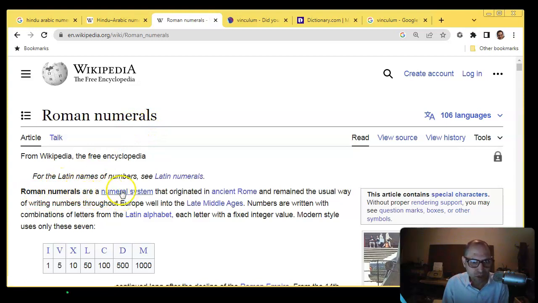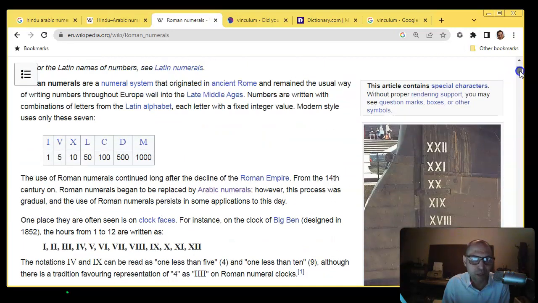So Roman numerals are a numeral system that originated in ancient Rome and remained the usual way of writing numbers throughout Europe well into the late Middle Ages. Numbers are written with combinations of letters from the Latin alphabet, meaning that the numerals are the letters taken from the Latin alphabet. Each letter has a fixed integer value. Modern style uses only these 7. So there are only these 7, although in the past there were other characters that were used in these numbers. Now they are considered deprecated. They are not in use anymore.